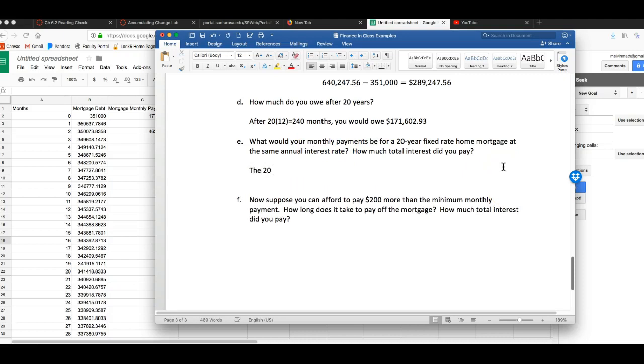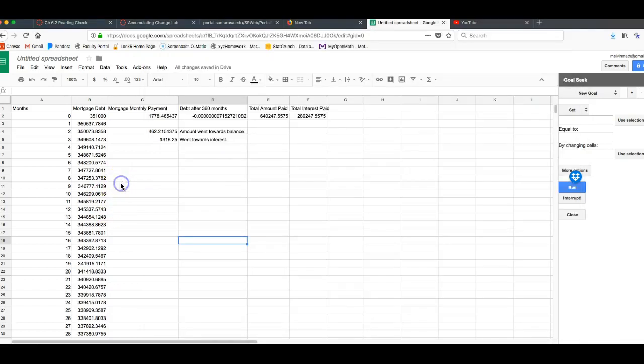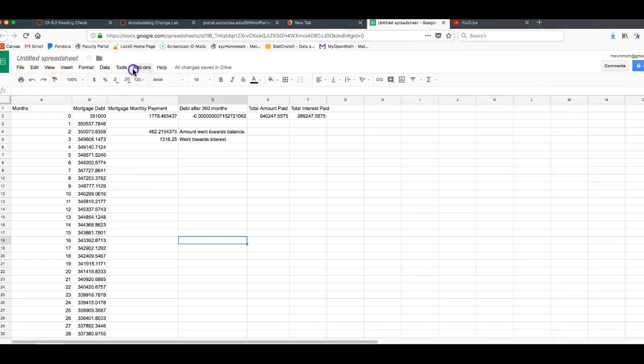So the 20-year fixed rate monthly payment is, and we're going to have Google Sheets compute this for us. So I'm going to go back to Google Sheets and go back to Goal Seek. Again, that's Add-ons, Goal Seek, Open.